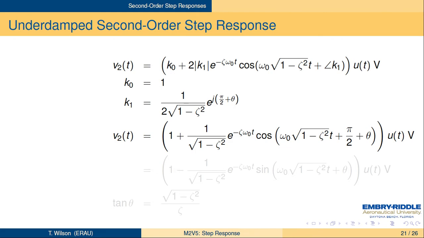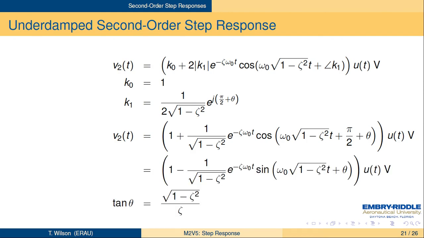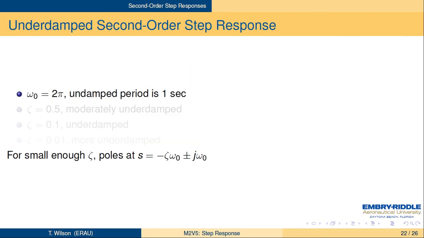And you know that cosine of something plus pi over 2 is minus sine of the something. So this is the way this is usually written. 1 minus 1 over root 1 minus zeta squared, e to the minus zeta omega naught t times the sine of omega naught root 1 minus zeta squared t plus theta. This is a common formula. It shows up in control systems. It's the step response of an underdamped second order system. It's parameterized by omega naught, the undamped natural frequency, and theta. And so we're going to look at some examples of that here in a second.